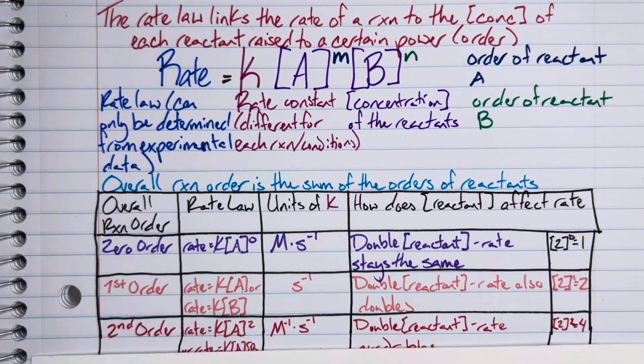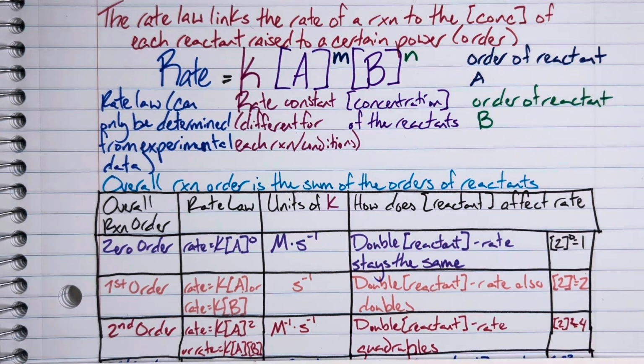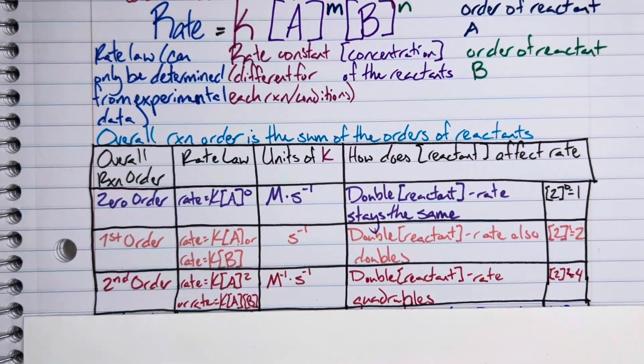So if I double my concentration, since I'm raised to the first power, I am also doubling what I'm multiplying K by. If I'm a second order reaction, my rate law can be K multiplied by the concentration of A squared, or my rate can be equal to K times the concentration of A multiplied by concentration of B, since the overall reaction order is going to be the sum of the individual orders of reactants. My units for K are going to be per molar per second. And if I double the concentration of the reactant, my rate will quadruple. So 2 squared will give me a multiplying effect of 4.